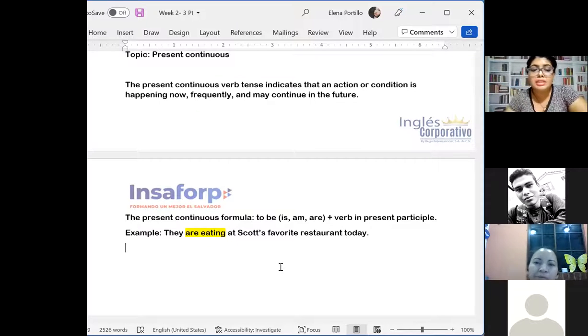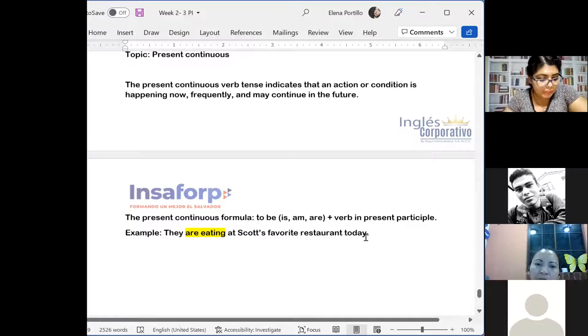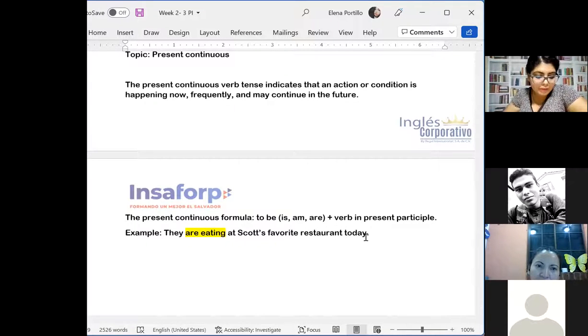That's very simple. Then it says, the present continuous or present progressive is a way to convey any action or condition that is happening right now, frequently, and maybe ongoing. It adds energy and action to writing, and its effect helps readers understand what the action is happening.